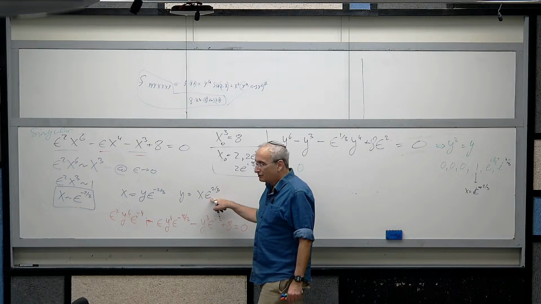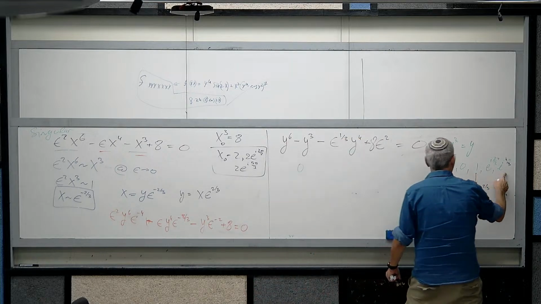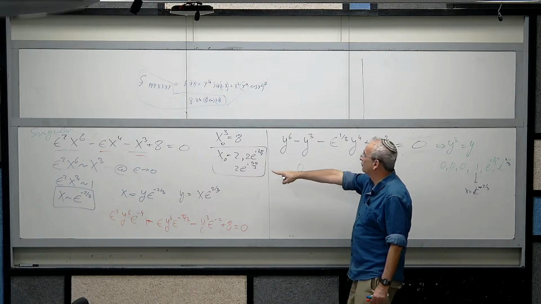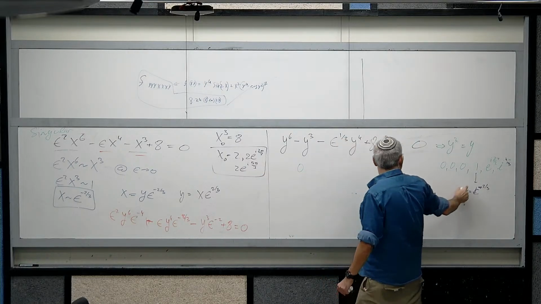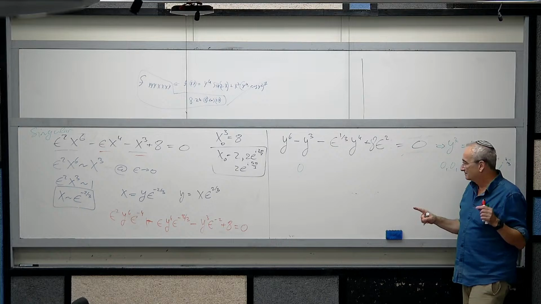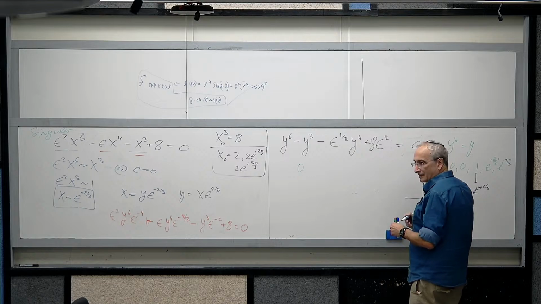You see? So these are three solutions, and these are the other three solutions. These are the three solutions that go to a finite number as epsilon goes to 0. And these three solutions are going to infinity as epsilon goes to 0. So you get other solutions. So if you look at the complex plane, real x and imaginary x, right?